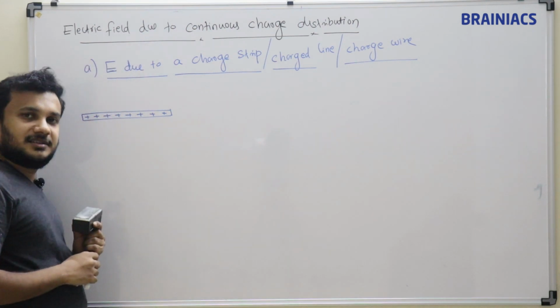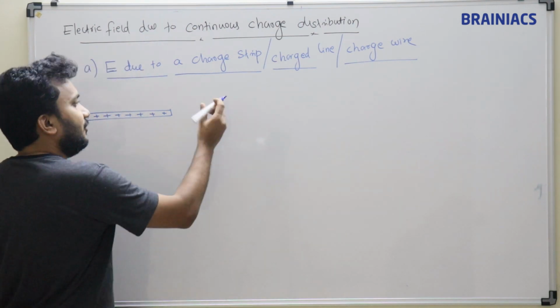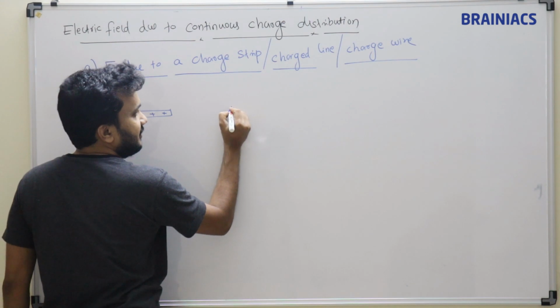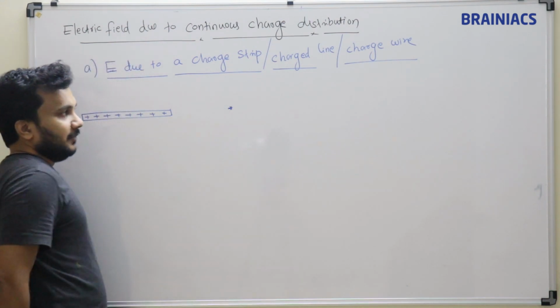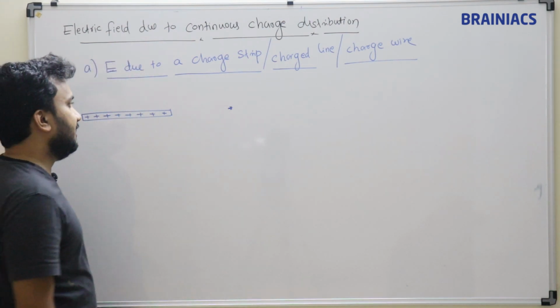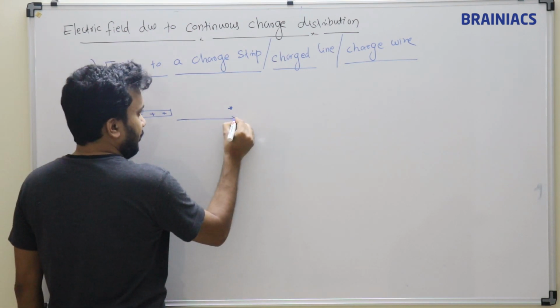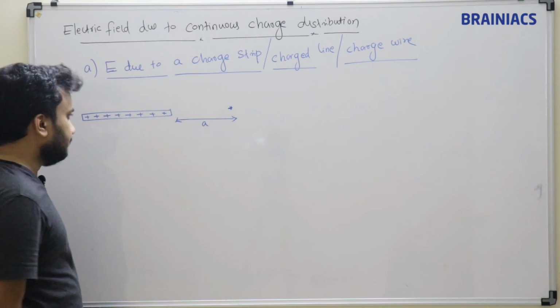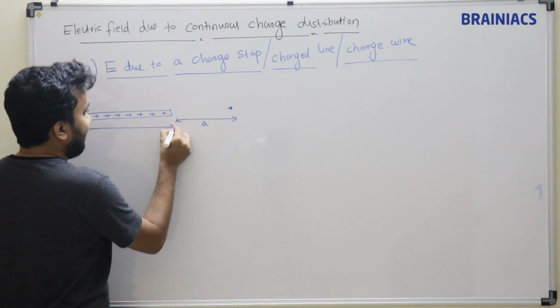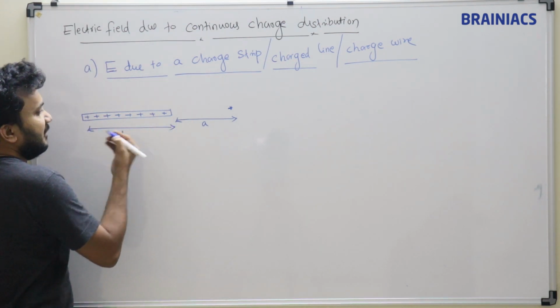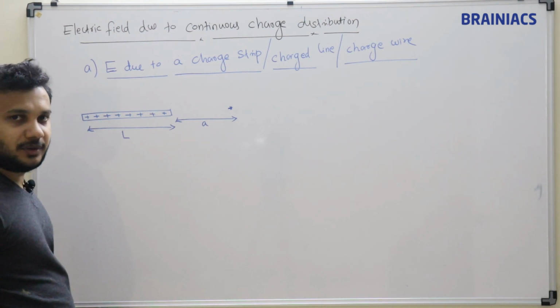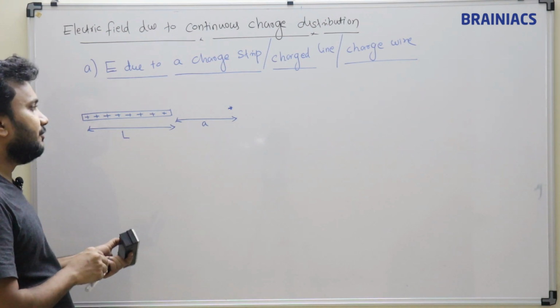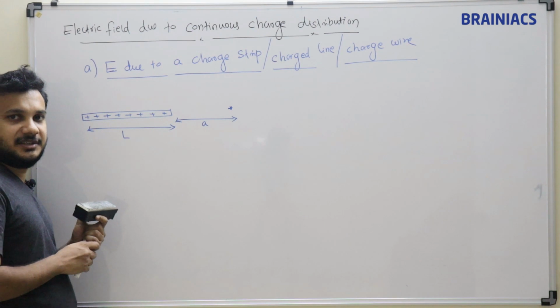Now we consider a point where we are going to find the electric field intensity. Say I am taking this point. Here I am going to find the electric field intensity. This is at a distance of A meter from the end of the rod, and the length of the rod is L meter. So how will we find the electric field intensity?